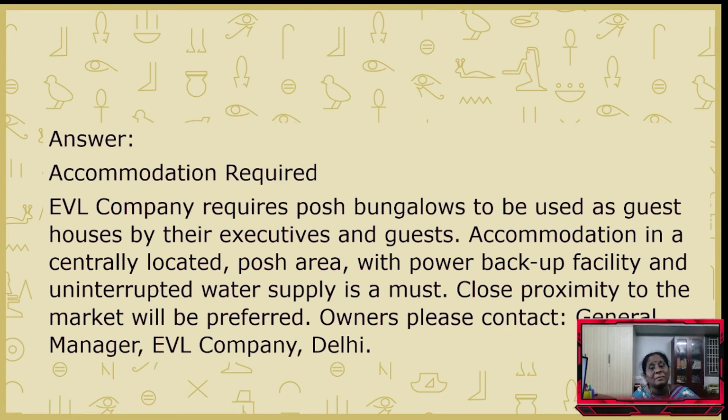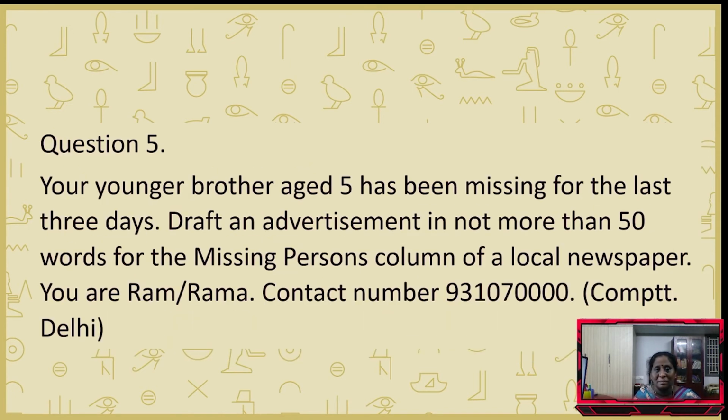Next is sharing information, that is, a missing person. Now, your brother aged 5 has been missing for the last 3 days. So what you do, you draft an advertisement in not more than 50 words for the missing persons column of the local newspaper. You are Ram or Rama, contact number.